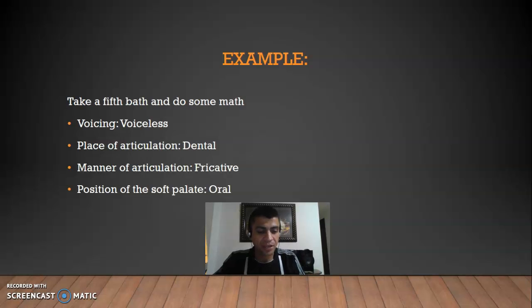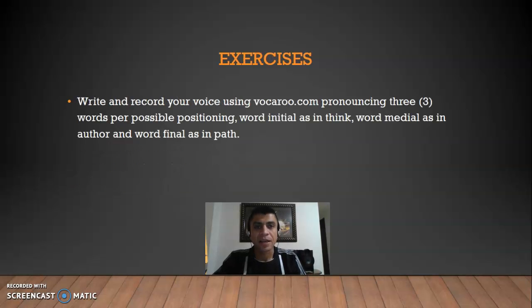Now let's go to the second sound, but before, I am going to show you an exercise you can do to practice the sound. Write and record your voice using Vocabulary.com, pronouncing 3 words per possible positioning. Word initial as in think, word medial as in author, and word final as in path. You can look for those kinds of words.